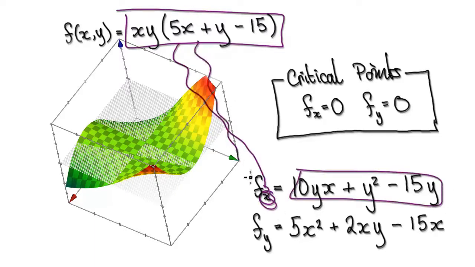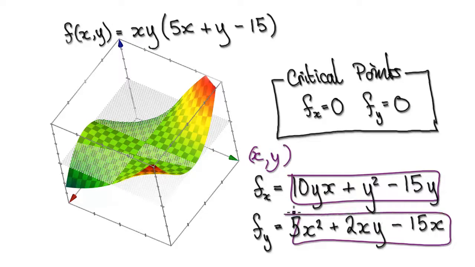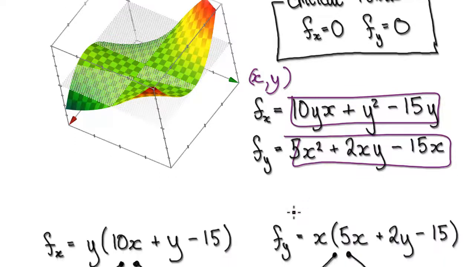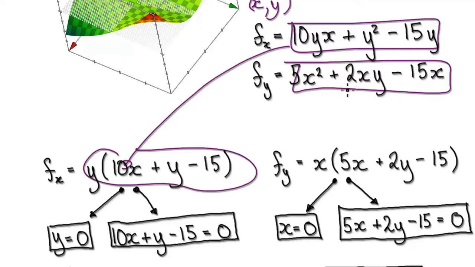And then partially differentiate it with respect to y. That will then give us this. So we want to find values of x and y such that this whole thing here equals 0 and this whole thing here equals 0. So factorize this. That will then give us this thing here. Factorize this. That will then give us this thing here.